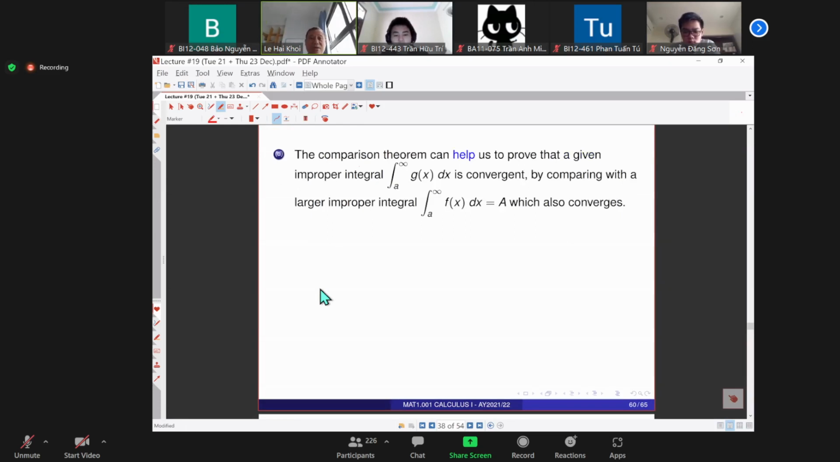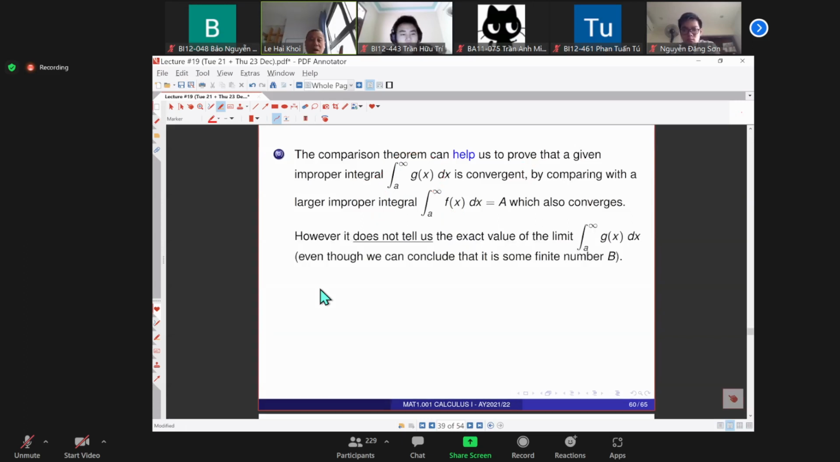The comparison theorem can help us to prove that the given improper integral converges by comparing with a larger improper integral that also converges. Câu này có nghĩa là gì? Là khi mà các em xét cái integrand này, nếu mà các em so sánh với một cái đứa lớn hơn, mà thằng lớn hơn nó đã hội tụ, thì cậu bé này chắc chắn cũng hội tụ. Đấy là cái điều các em lưu ý. Nếu các em so sánh với thằng bé hơn mà phân kỳ thì integrand của các em cũng là phân kỳ, cũng là diverge. That's the thing.